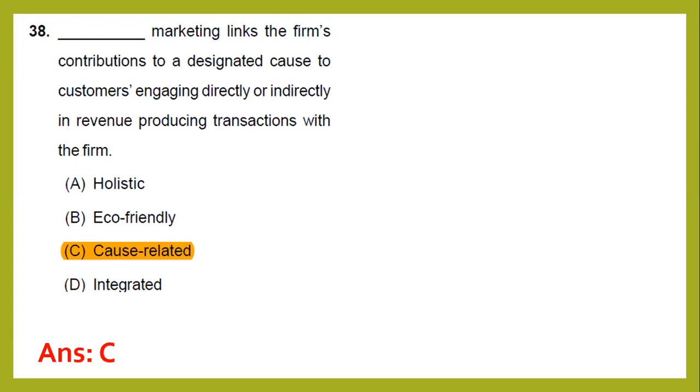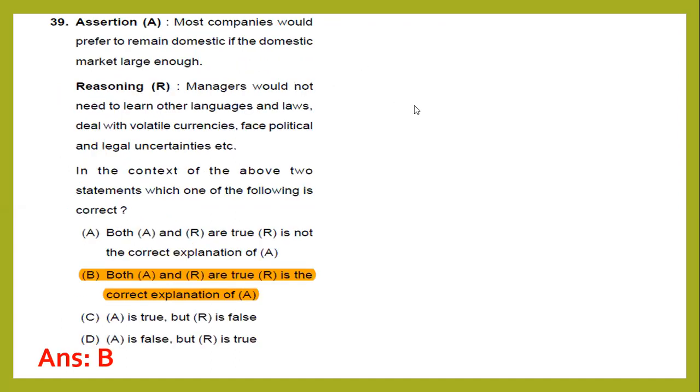38th question, dash, that is cause related marketing links the firm's contribution to a designated cause to customers engaging directly or indirectly in revenue producing transactions with the firm. So therefore 38th question answer is C. 39th question, assertion and reasoning. Most companies would prefer to remain domestic if the domestic market is large enough. The reason is managers would not need to learn other languages and laws, deal with volatile currencies, face political and legal uncertainties.